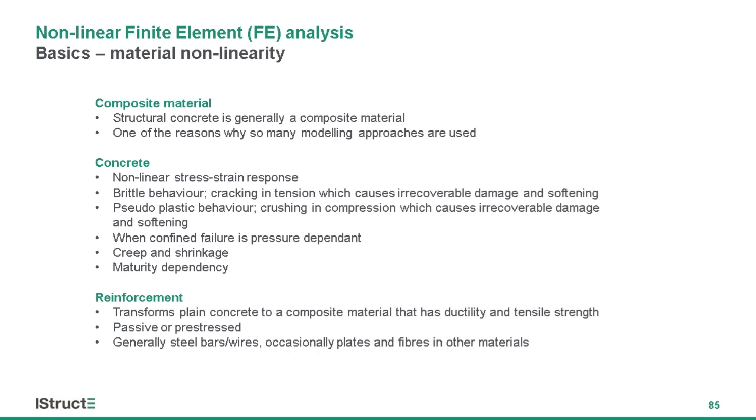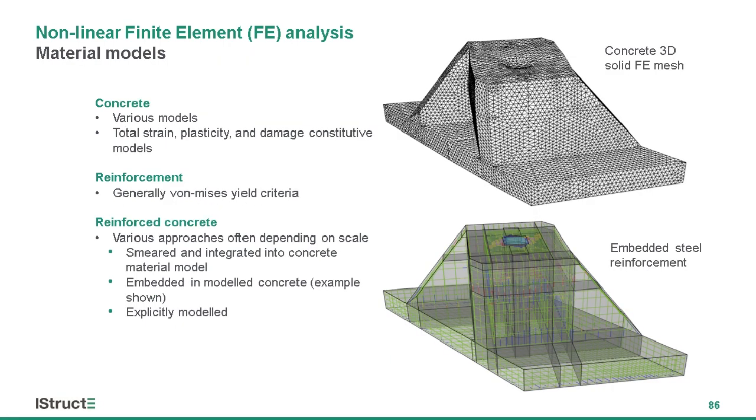And of course, there are all the things that relate to strength, and time dependency, creep and shrinkage, that can get quite complex, with changing properties because of maturity. In the second example, I'm going to talk a little bit about that and how we've had to deal with it. And it's the reinforcement that clearly transforms the concrete into this composite material that is so useful for engineering. So material models, this is just a headline summary, really. There are lots of different material models around based on total strain, plasticity, damage constitutive models. Reinforcement is generally fairly simple models, actually, based on von Mises yield and that kind of thing.